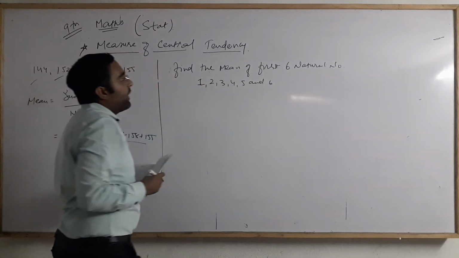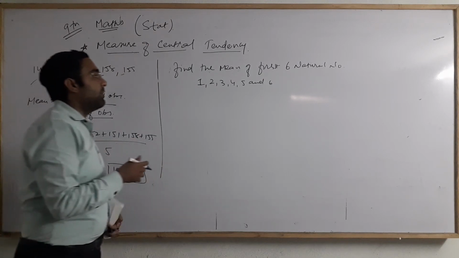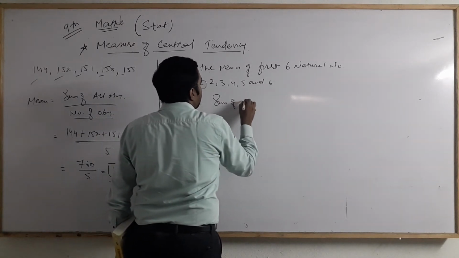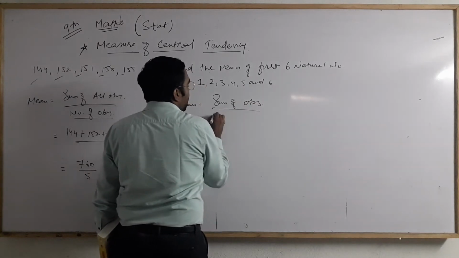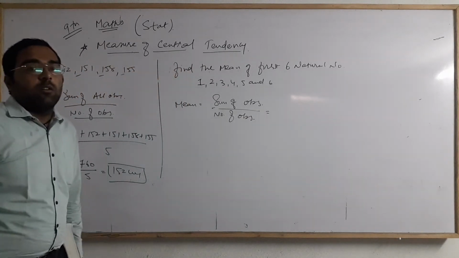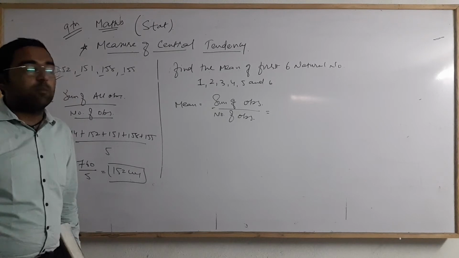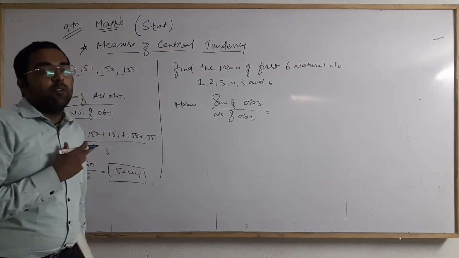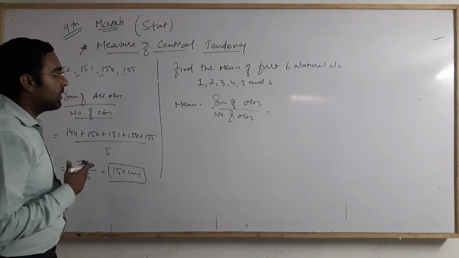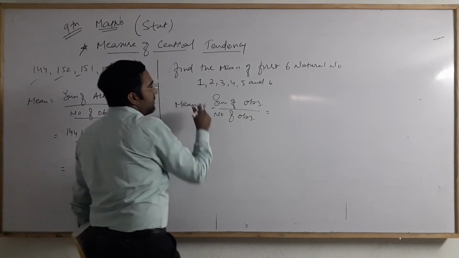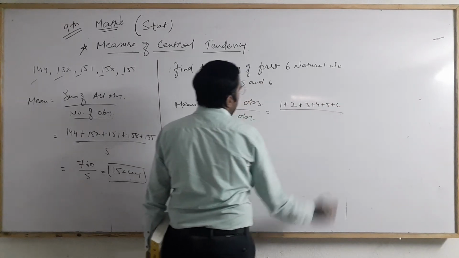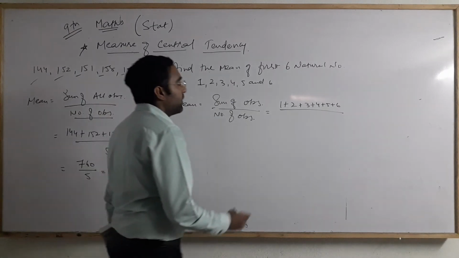Now I want to find the mean of these first six natural numbers. Mean equals sum of observations divided by number of observations. Students, please note down, in every sum you have to write the formula related to that sum. So sum of observations, that is 1 plus 2 plus 3 plus 4 plus 5 plus 6, divided by the number of observations, which is 6.